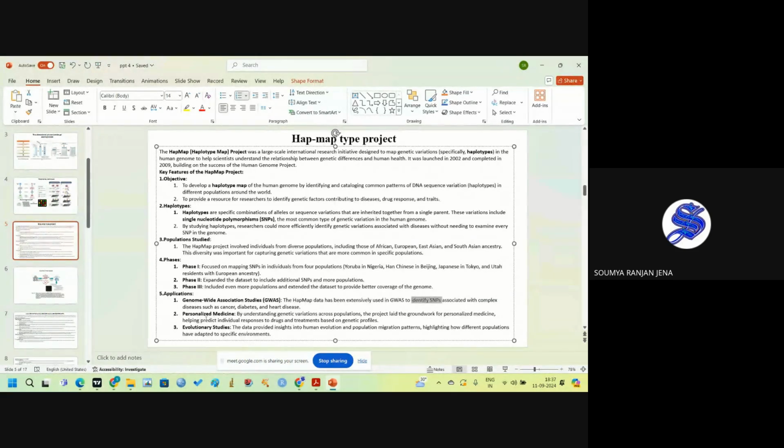Then we can use personalized medicine by understanding genetic variation across populations. The project laid the groundwork for personalized medicine, helping predict individual response to drugs and treatment based on genetic profile. If you know the genetic profile, then we can treat the patients. Then we can do evolutionary studies, such as how mRNA is highly conserved during the evolutionary process. We can study that by the HapMap project, and this is called the haplotype project study.